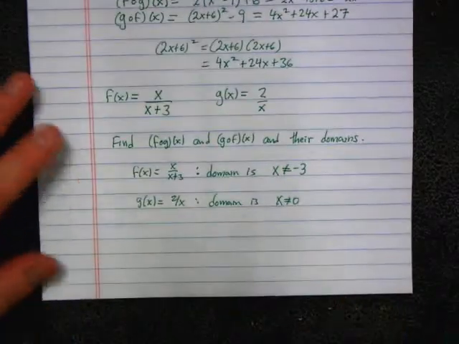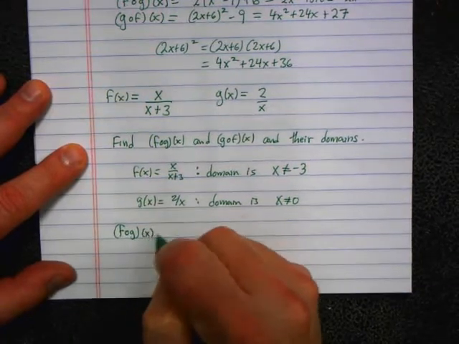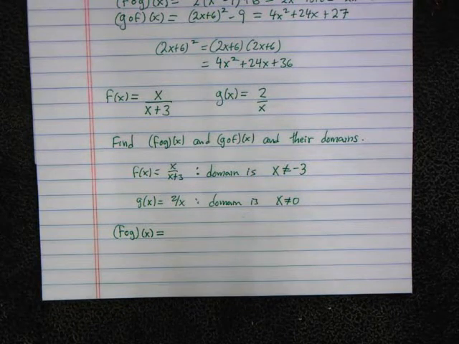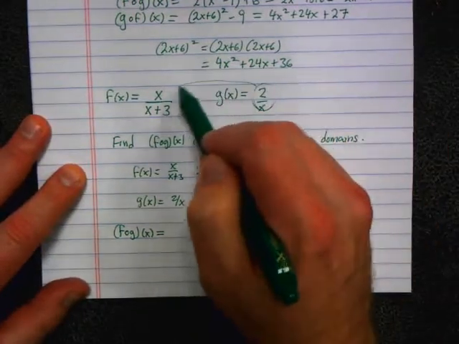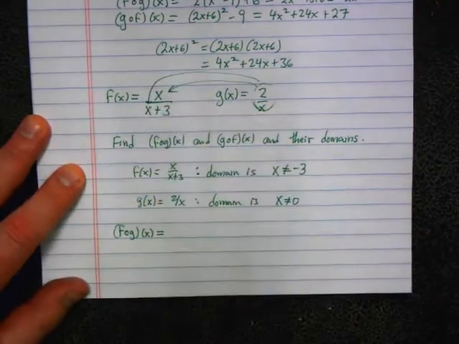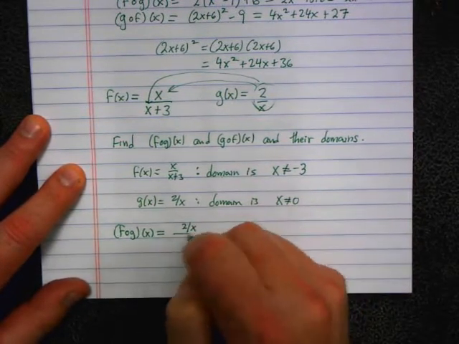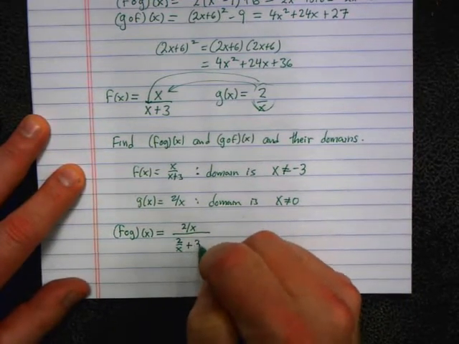Okay, so now let's figure out f of g of x. What does that symbol mean to do? Start with which function? Start with g, and what are you going to do with g? Plug it in. So I'm going to take this g function, and I'm going to plug it in. And then I've got to plug it in 2 spots because there are 2 x's. So I'm going to have 2 over x over 2 over x plus 3.